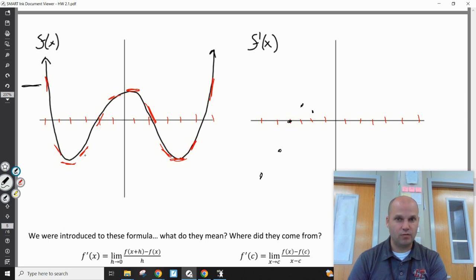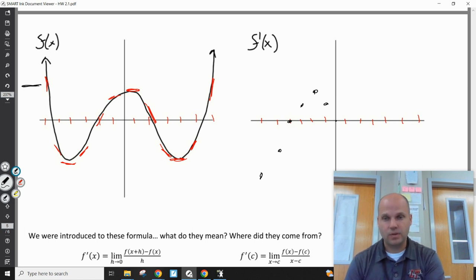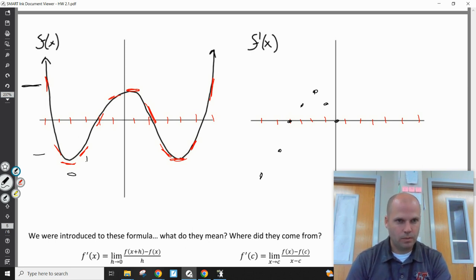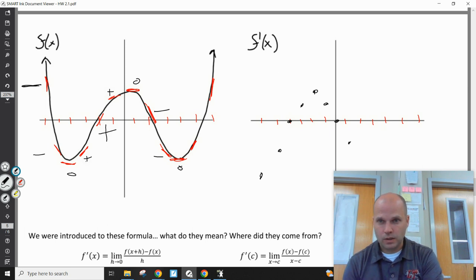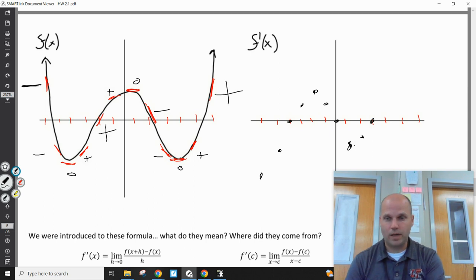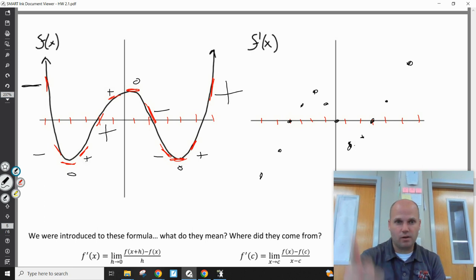Zero, positive, more positive. Okay, I should be at a more positive here. But then I hit a zero. Okay, I'm at more positive now. It's less positive. Then I hit a zero. So less negative, zero, positive, more positive, less positive, zero, negative, less negative, zero, negative, less negative, zero, positive, more positive, positive, more positive. I'm sure I skipped a couple, but I don't have space over here.